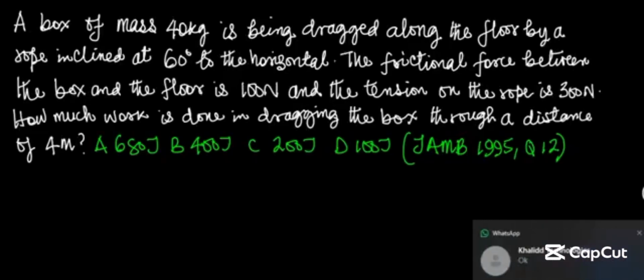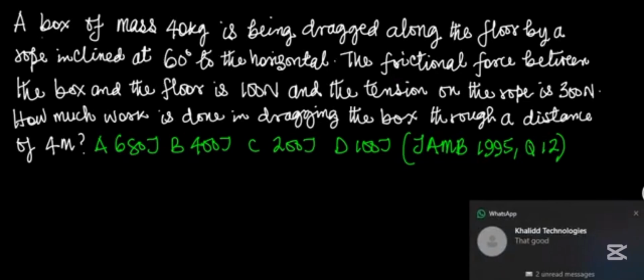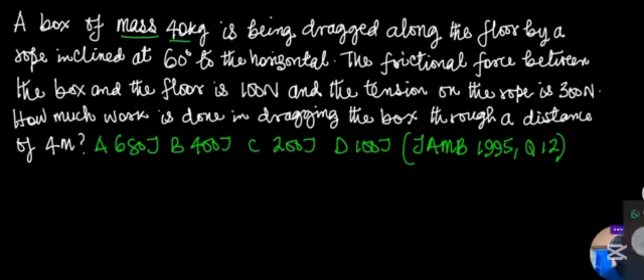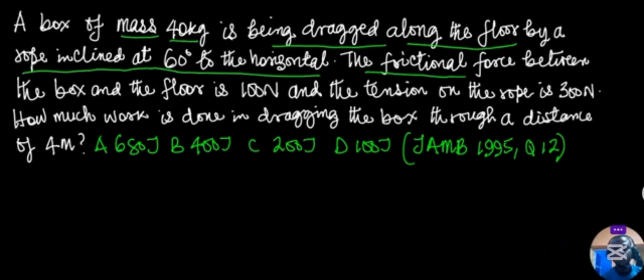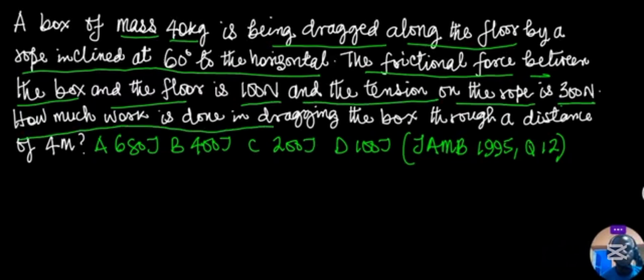All right, we have a JAMB question on friction, which says a box of mass 40 kg is being dragged along the floor by a rope inclined at an angle of 60° to the horizontal. The frictional force between the box and the floor is 100 Newton, and the tension in the rope is 300 Newton. How much work is done in dragging the box through a distance of 4 meters?